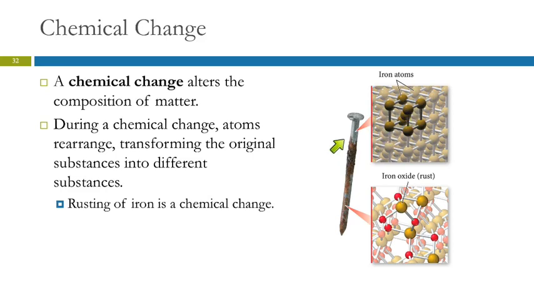When this nail rusts, it combines with oxygen to form iron oxide. The composition of the substance has changed. It's not just iron atoms anymore. Now it has iron and oxygen. And this will typically change a lot of the physical characteristics of the matter as well. But this is a chemical change because the composition is different.